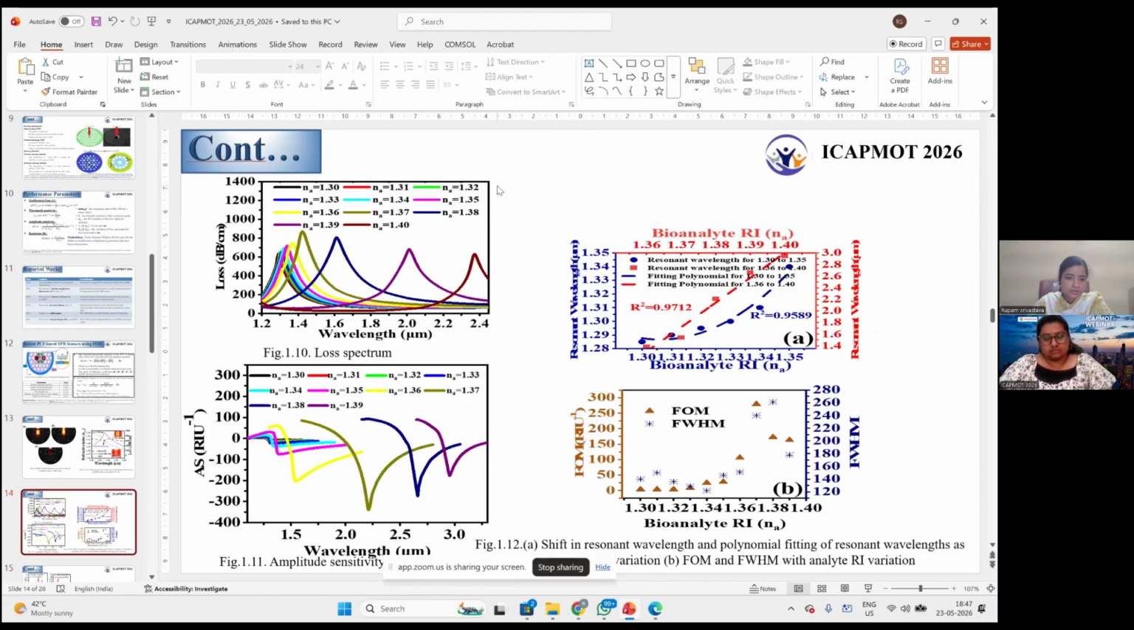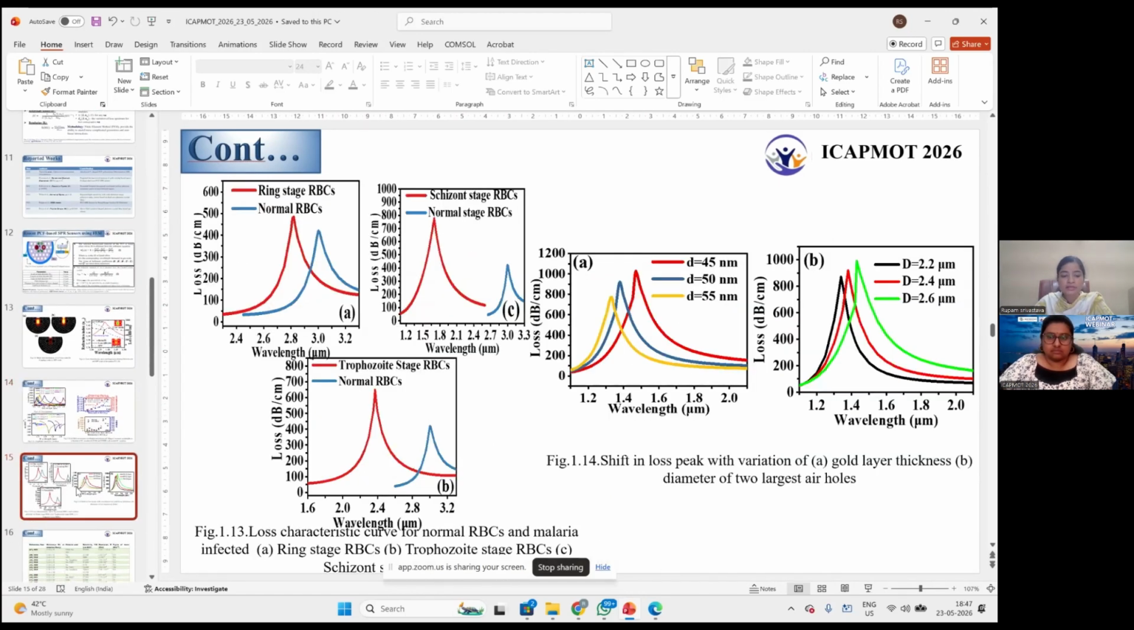First, figure 1.10 indicates the wavelength sensitivity, and figure 1.11 indicates the amplitude sensitivity. Similarly, this work was proposed by our group, in which the detection has been performed for different stages of malaria, that is, the ring stage, schizont stage, and trophozoite stage. These graphs are all about these three stages, which are obtained from the blood plasma.